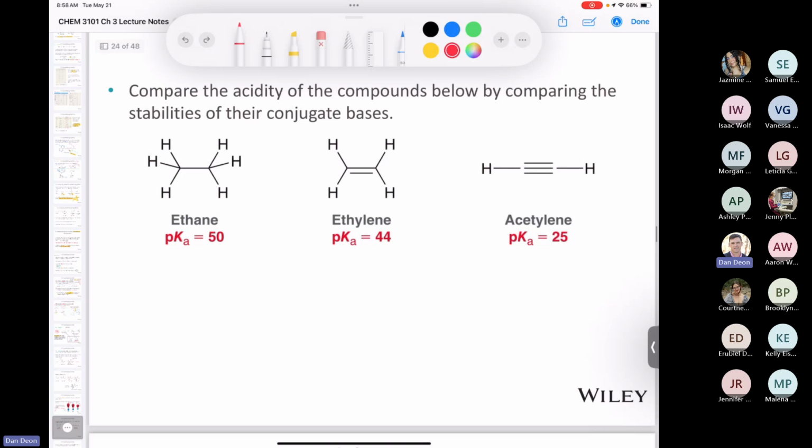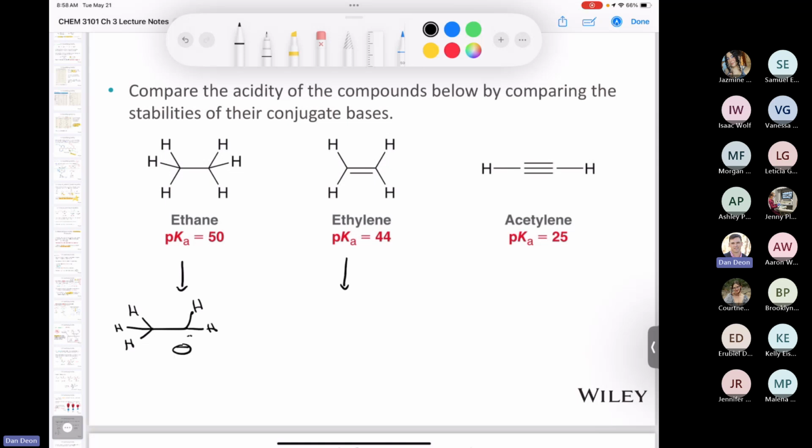So if we take a look at these conjugate bases, and this is good practice, you know, drawing these out, the conjugate base of ethane would be this. I'll just scribble it down kind of quickly here. But if you lose 1 proton, then you get a carbanion.